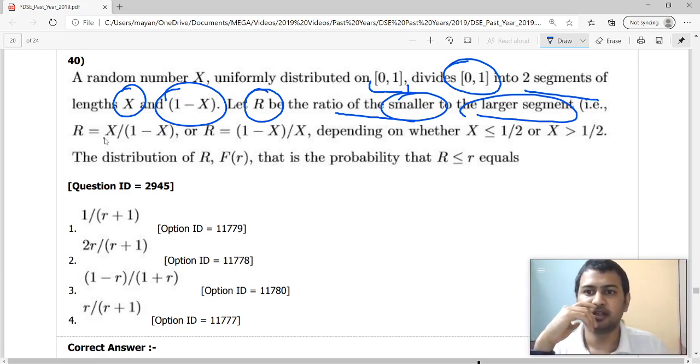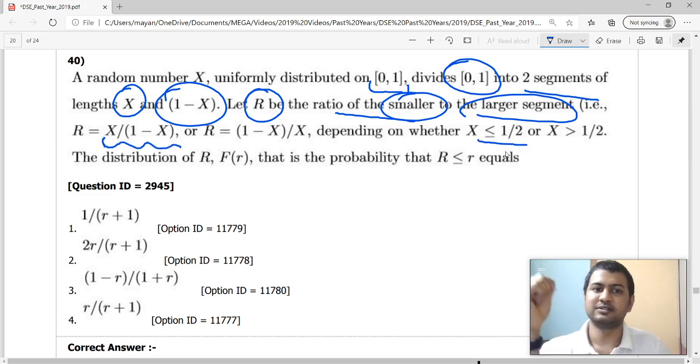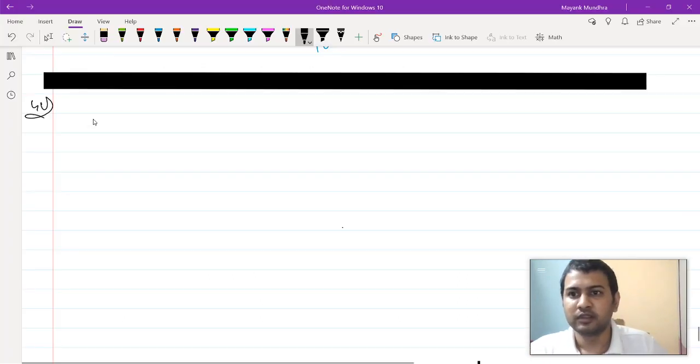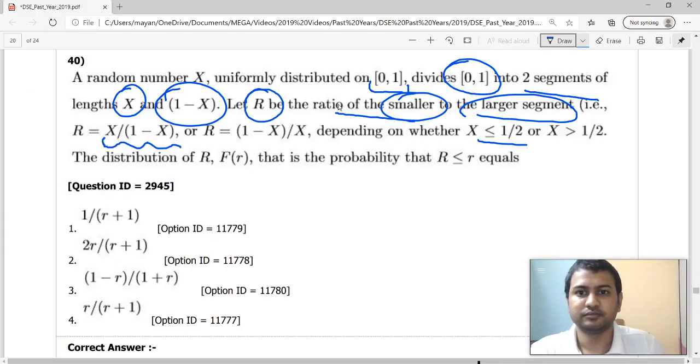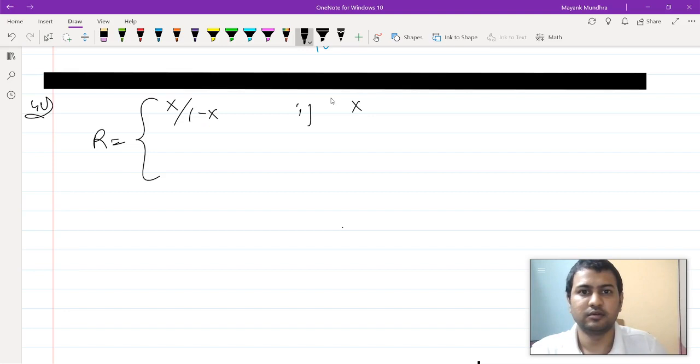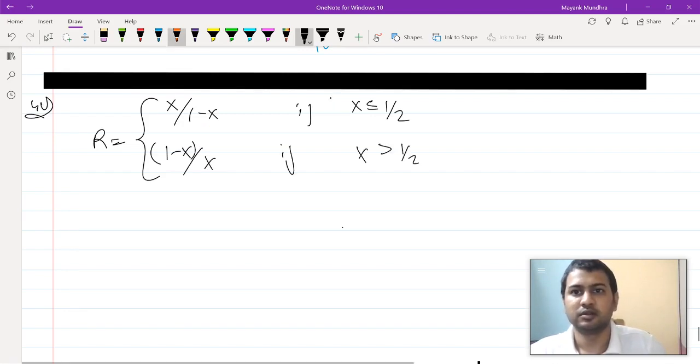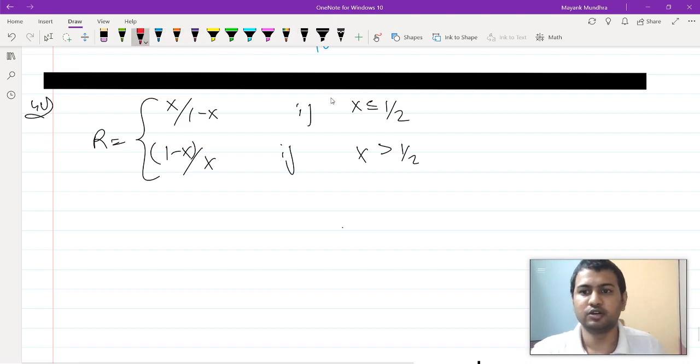So r is basically x upon 1 minus x if x is less than or equal to half. Basically your r function is going to be equal to x upon 1 minus x if x is less than or equal to half, and 1 minus x upon x if x is greater than half. Alright, so I'm going to make two cases.